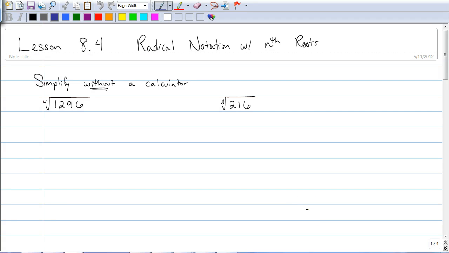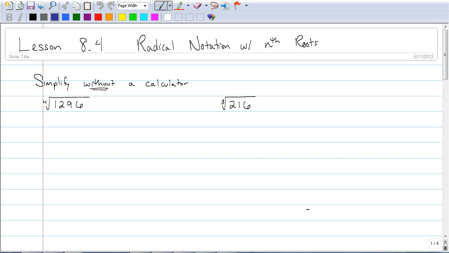So in this video we're going to talk about radical notation with nth roots, and a lot of it, from this first section, is going to be simplifying. We're going to be doing all of this without a calculator, because I know you could just type this in on your calculator and get an answer, but that's not the point here. On your quiz and on your test you'll have problems where you have to do these without a calculator.